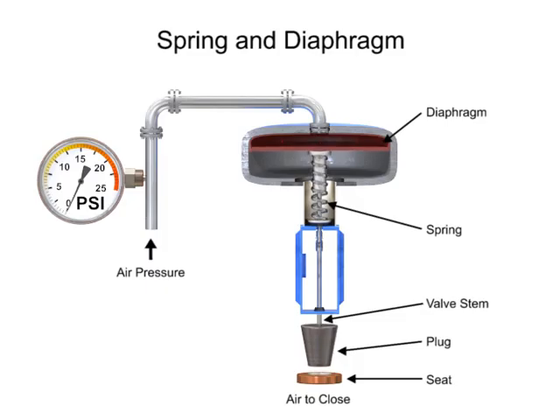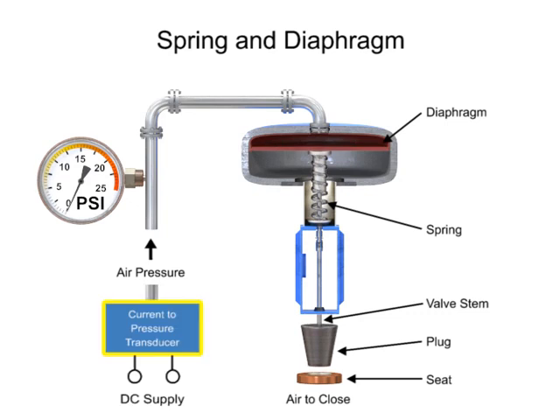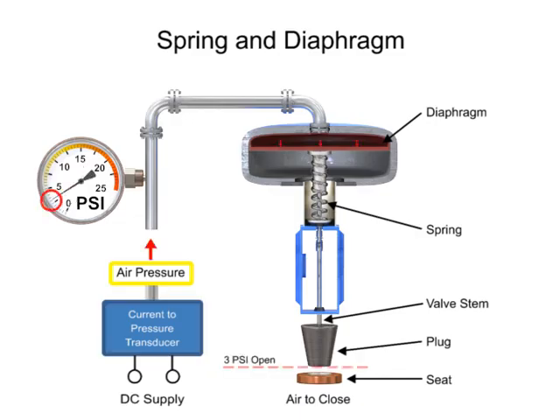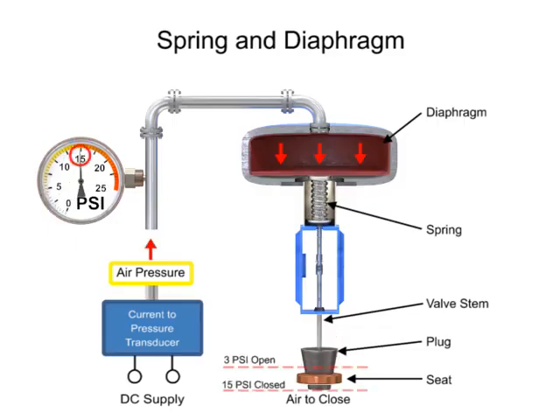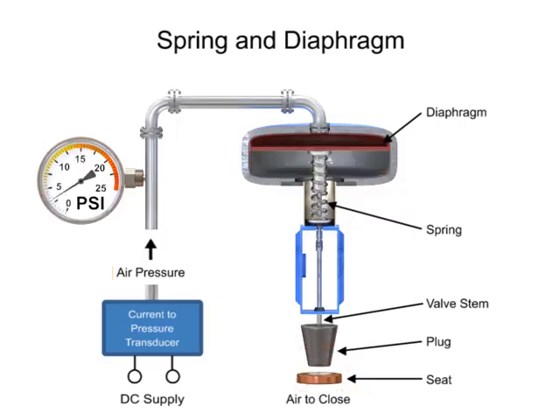To vary the position of the restrictor and flow through the valve, a current to pressure transducer can be used to provide a 3 to 15 psi signal to the diaphragm. At 3 psi, the valve is maintained open, and at 15 psi, the valve is maintained closed. Pressures between the 3 to 15 psi range proportionally change the flow of the valve.